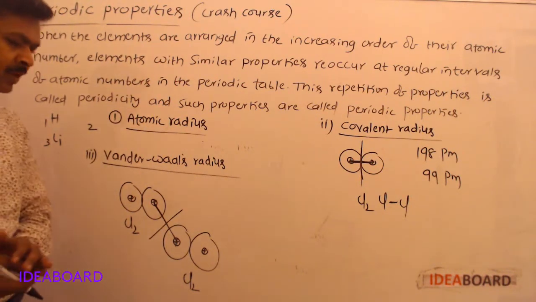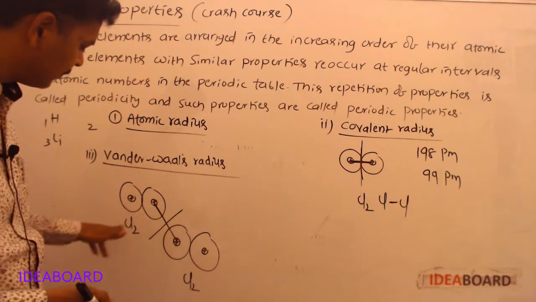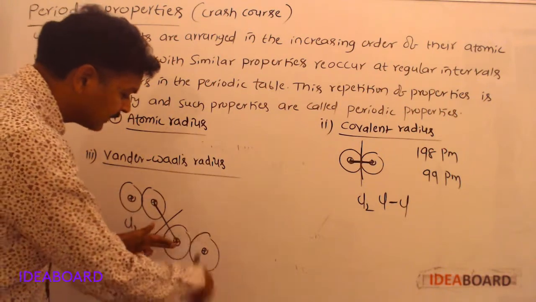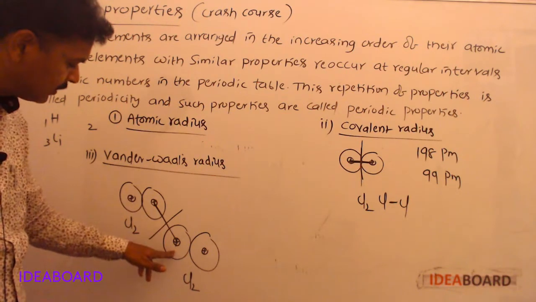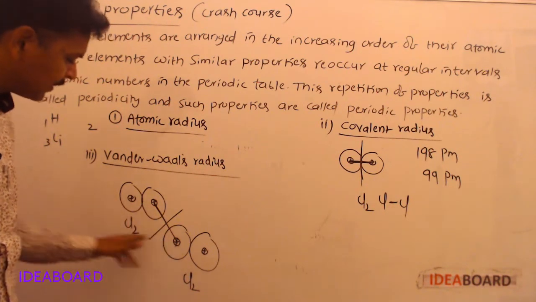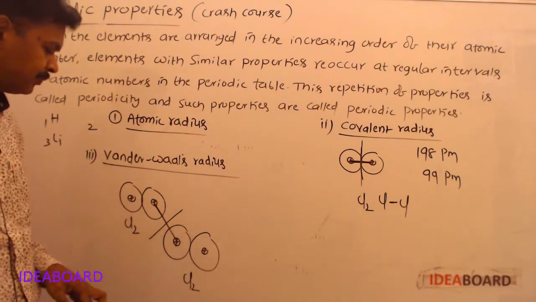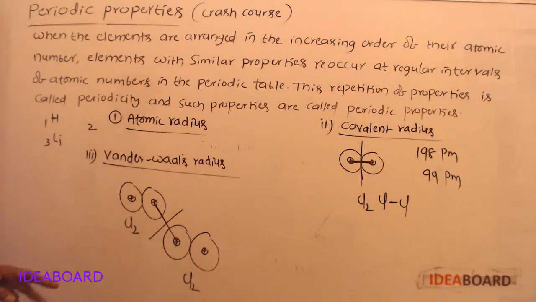Half of the internuclear distance between two adjacent atoms of different molecules. This is one Cl2 molecule, this is another Cl2 molecule. Half of the internuclear distance between two adjacent atoms of different molecules which are held together by van der Waals forces in the solid state is called van der Waals radius.